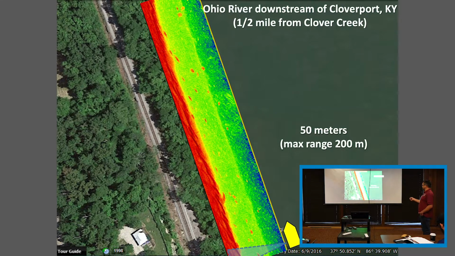And for this particular survey, we were shooting out about 50 meters. The maximum range of this technology is 200 meters. But the limiting factor most of the time is the depth. So even if you're looking out to the side like we are, the beam will get intercepted with the bottom much sooner than that. So usually 75 meters might be the max that you'd be looking out.